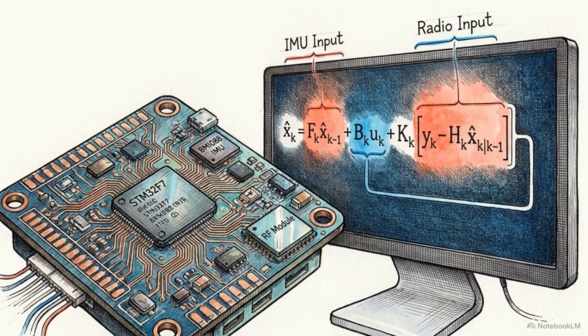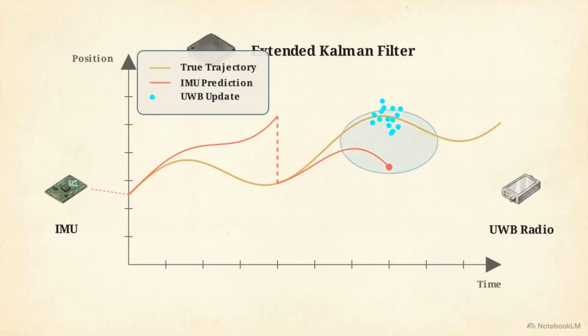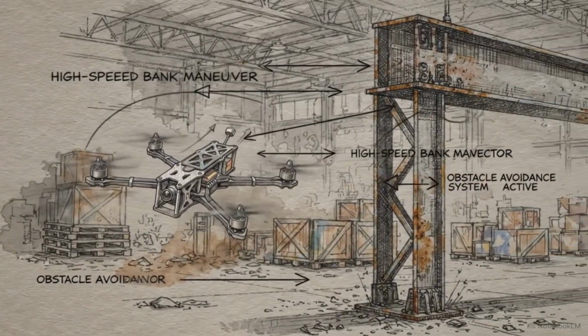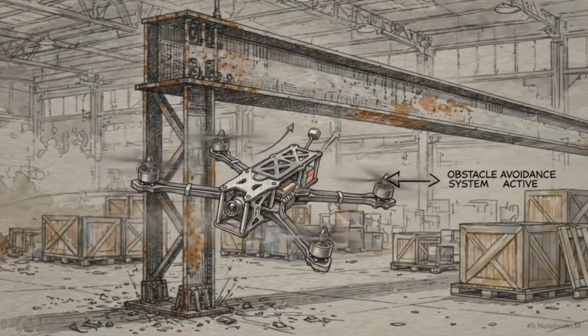The mathematical engine that resolves the conflict between drifting inertial data and erratic radio data is the extended Kalman filter. The filter executes a 2-step process. The IMU provides a short-term prediction of the drone's state, and the system applies the radio points as an absolute update, pulling the drifting line back onto the true trajectory. Multi-sensor fusion is the only way to maintain autonomy. No single sensor can survive a highly unstructured environment alone.